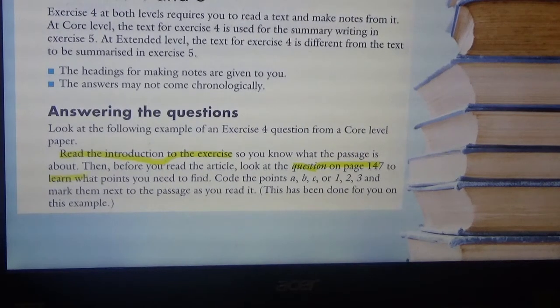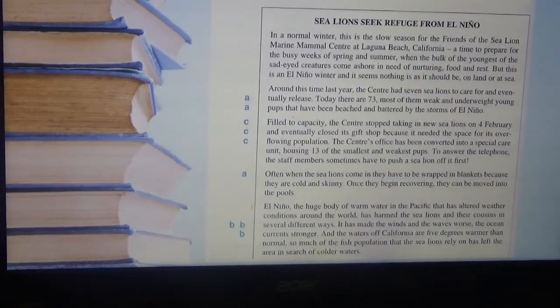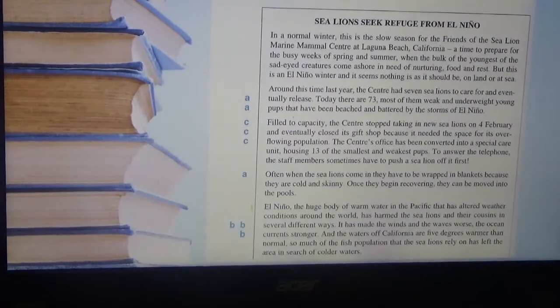So, why should we go there? To learn what points you need to find. All right, we will see. Now, I will bring you to page 147 of your textbook here. Okay, so we have here the questions.